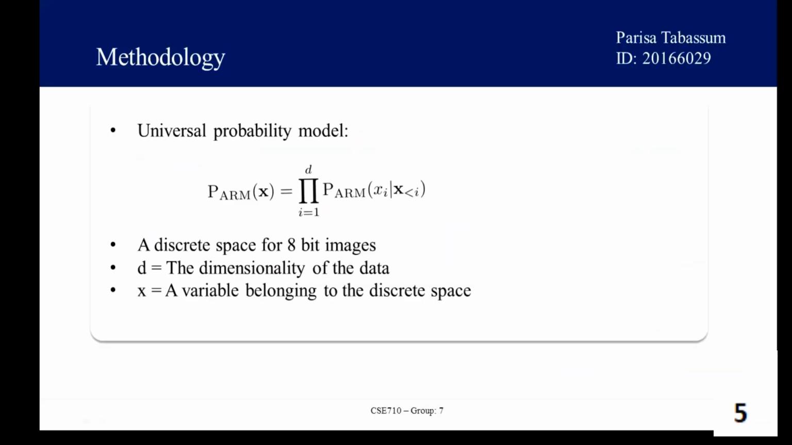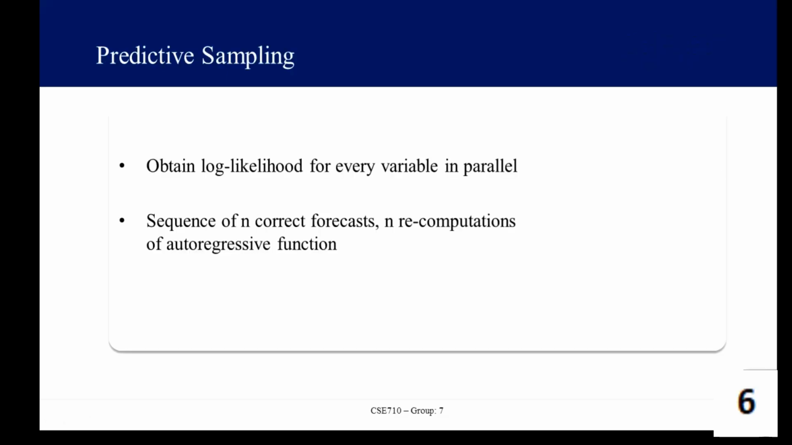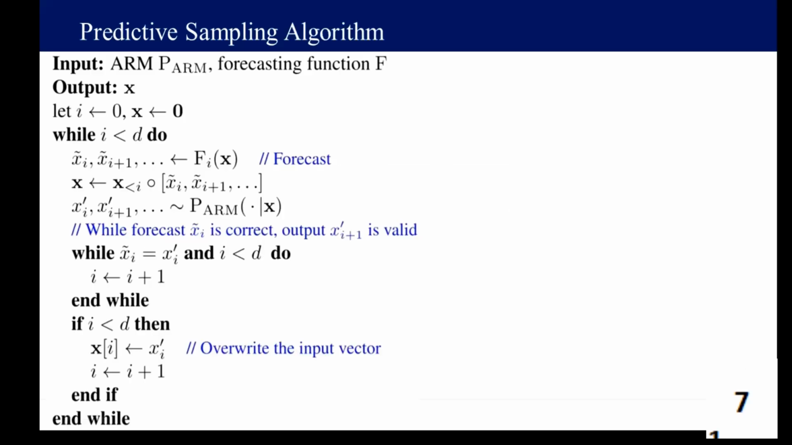An autoregressive model, or ARM, suggests the universal probability model where x is a variable in a discrete space for 8-bit images and D is the dimensionality of data. For predictive sampling, the authors tried to parallelize ARM inference to obtain a log likelihood for every variable in parallel. During this process, for a sequence of n correct forecasts, n recomputations of the autoregressive function are saved.